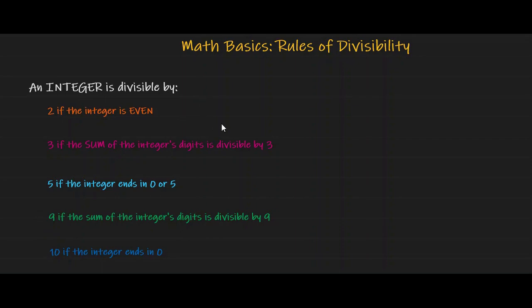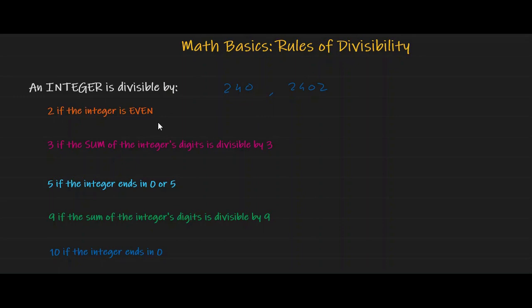Now the examples that we'll use will also be integers such as 240 or say 2402. As we had discussed earlier, an integer is a whole number. It does not have any fractions or decimals.